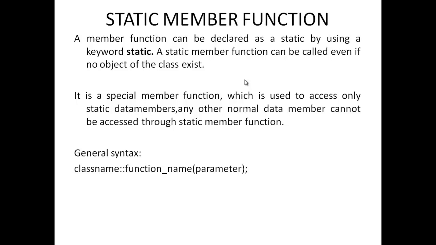Next one is static member functions. Static member functions means when we write a member function in a class using the keyword static, then this member function is converted to a static member function. Static member functions can be called even if no object of the class exists. It is a special member function and it is used only to access the static data members. That means any other normal data member cannot be accessed through the static member functions.